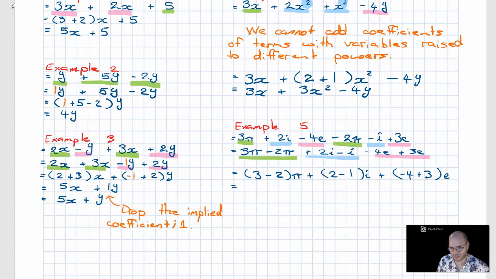Cleaning this up, 3 minus 2 is 1, so I'm going to get 1 pi, plus 2 minus 1 is 1 i, plus -4 plus 3, so we're going to get minus 1e. Now remember, I don't need to write the implied 1 in front of my variables, so I can write it as pi plus i minus e. And then I'm going to go for a cosmetic change, and I like to have my plus i's at the back always, so I'm going to write pi minus e plus i. And then we are done.